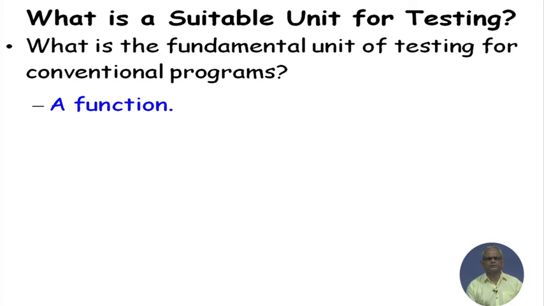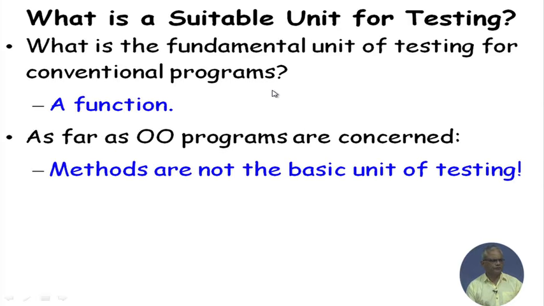In conventional procedural programs, the unit is a function, but as we will see just now, that method is not really the basic unit of testing for object oriented programs. So, the analogy, if we extend a function to method to be the unit of testing in object oriented programs, is not really correct. We will see what is the basis of making this claim.